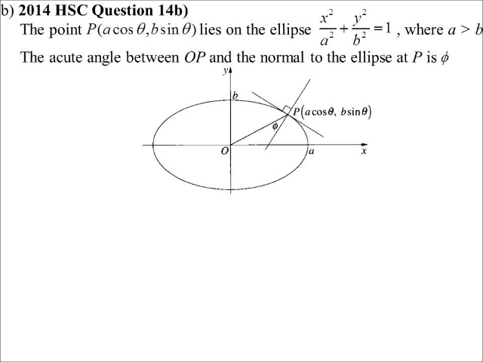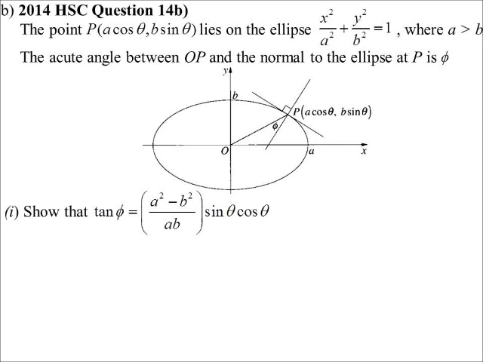The point, and they gave it to us in parametric form, of the ellipse, again the standard ellipse. The acute angle between OP and the normal to the ellipse at P is phi. Show that tan phi is that expression there. So in other words, the angle between these two lines. All right, we want to find the acute angle between two lines. We have our absolute value of (slope 1 minus slope 2) over (1 plus slope 1 times slope 2). So I need to find those two slopes.